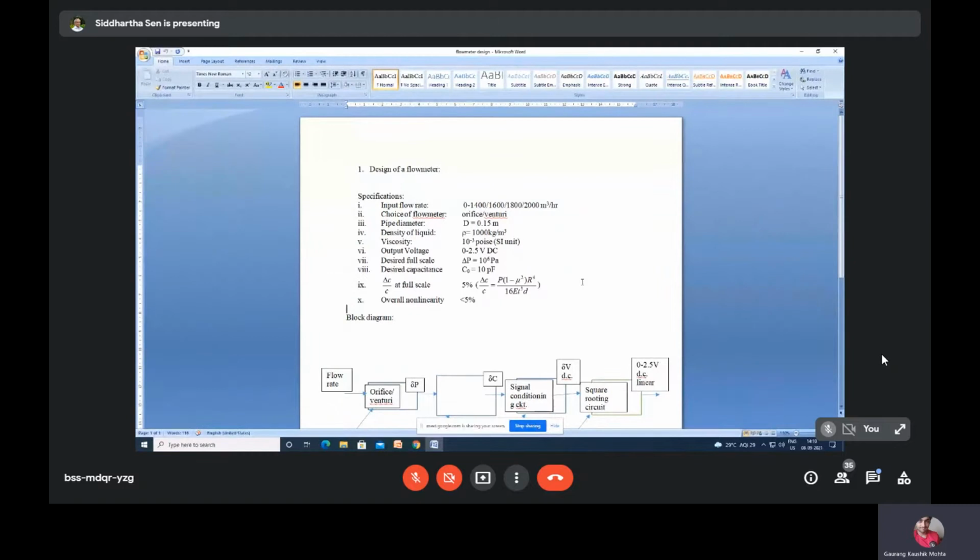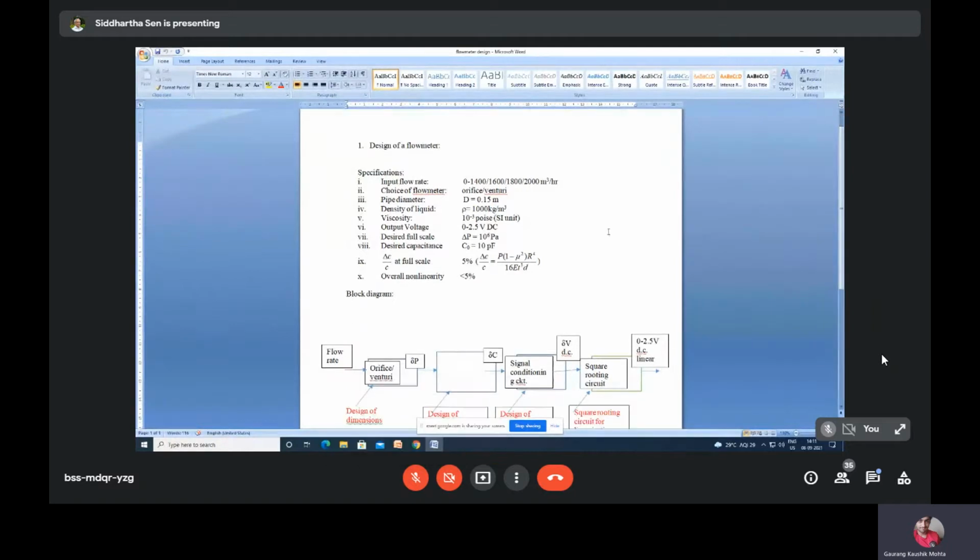So in this case also, we have got 4 groups. So the design problem is for 4 batches. Group A, 0 to 1400 meter cube per hour is the input flow rate. Group B, it would be 0 to 1600. Group C, 0 to 1800, and Group D, it would be 0 to 2000 meter cube per hour.